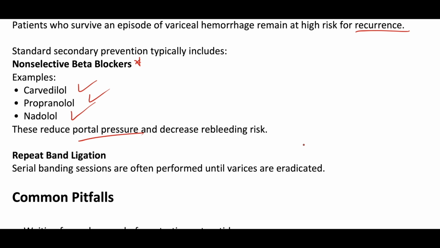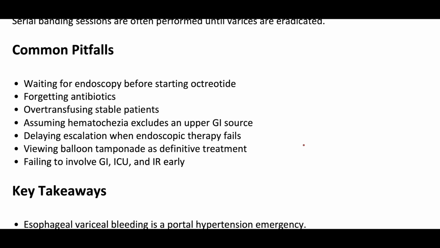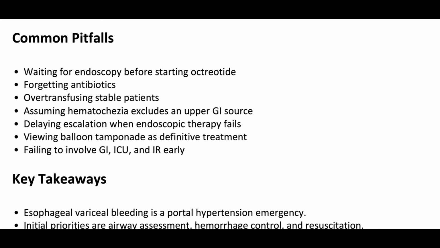All right, we are almost done here. We have some common pitfalls, some key takeaways, and then some practice questions, and that'll be that. So common pitfalls: trying to wait for endoscopy until these medical management therapies like octreotide and PPIs kick in. That's not a thing. These patients really need definitive therapy with something like endoscopy, so don't give it too much time. For antibiotics, ceftriaxone does improve outcomes. You should be giving it for cirrhotics with variceal bleeding.